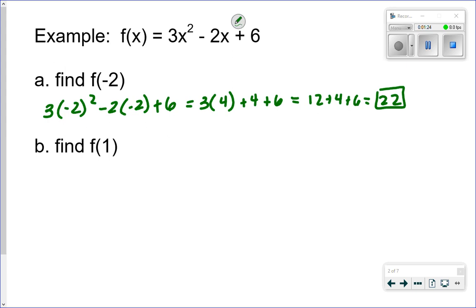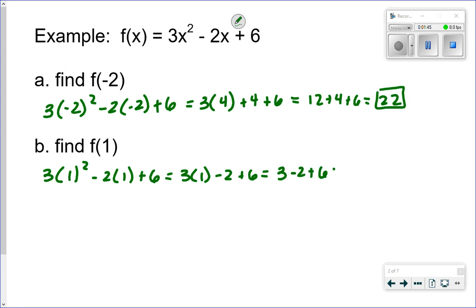Part B says find f of 1. So the same thing, except this time I need to plug in 1 instead of negative 2. So 3 times 1 squared minus 2 times 1 plus 6. Well, 1 squared is just 1, so 3 times 1. Negative 2 times 1 is just negative 2. 3 times 1 is 3. 3 minus 2 is 1. 1 plus 6 is 7.